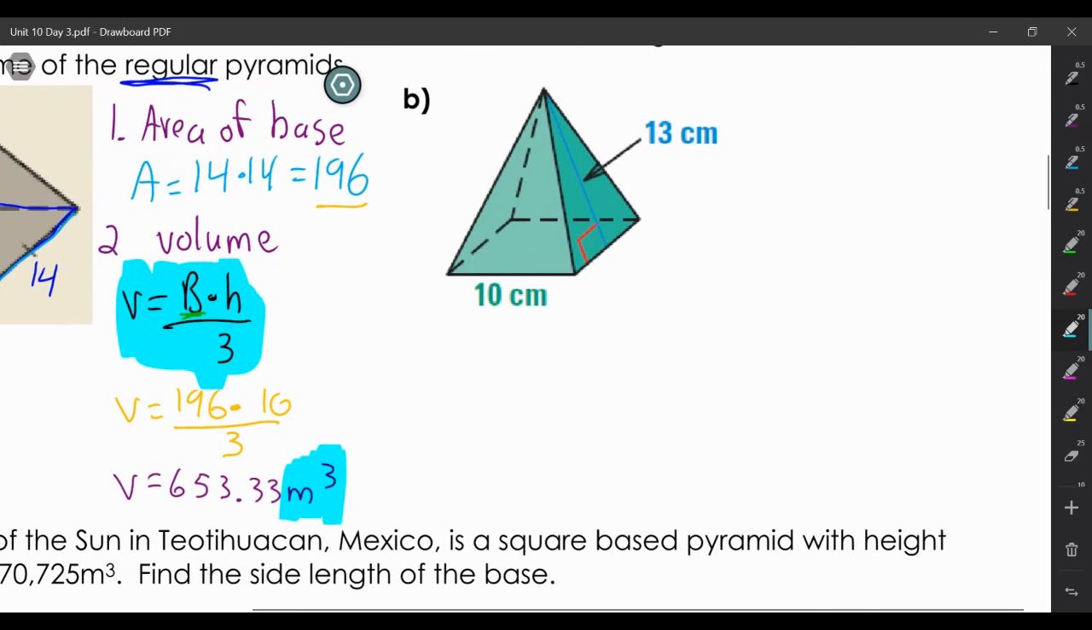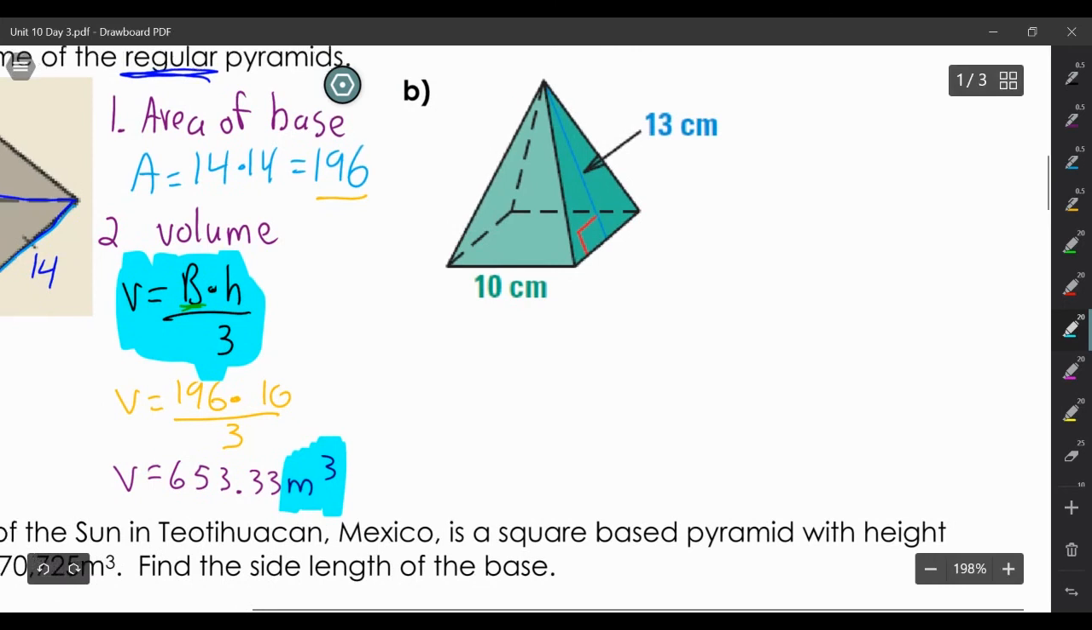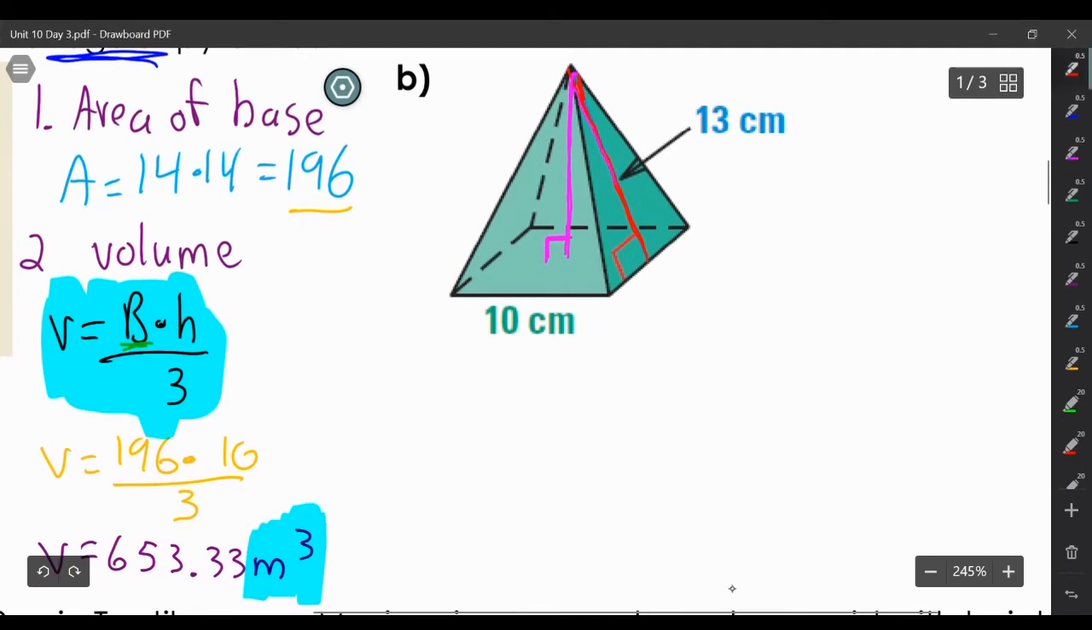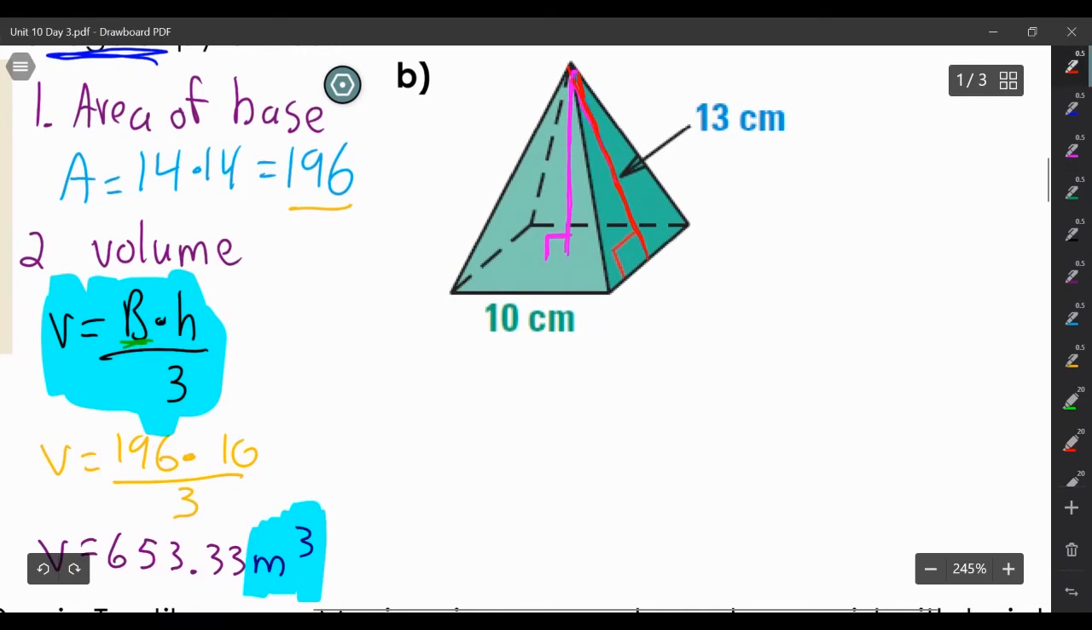Now, example number 2 is a bit different. The reason for that is this 13 centimeter length. This is not the height. This is what we call a slant length or slant height. You can see that this does not go from the top straight down like the height should. So this pink line is what the height really should be. This is not the height right here. So we have to calculate the height.